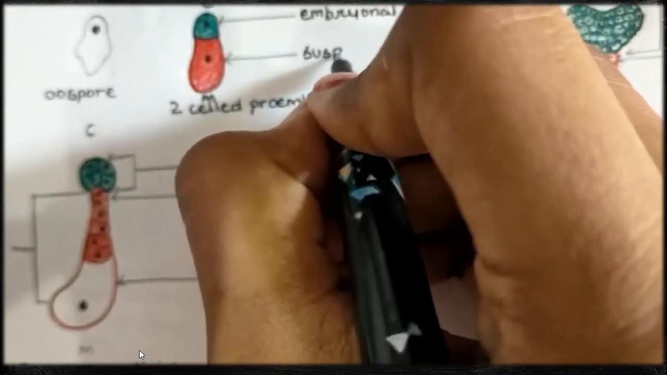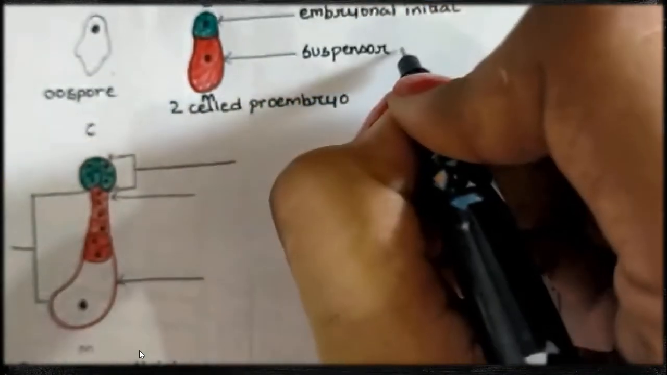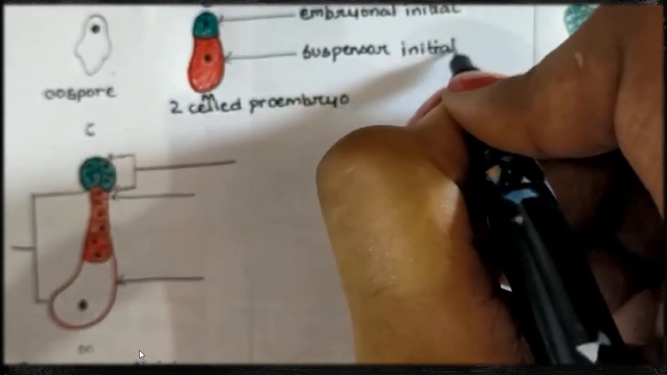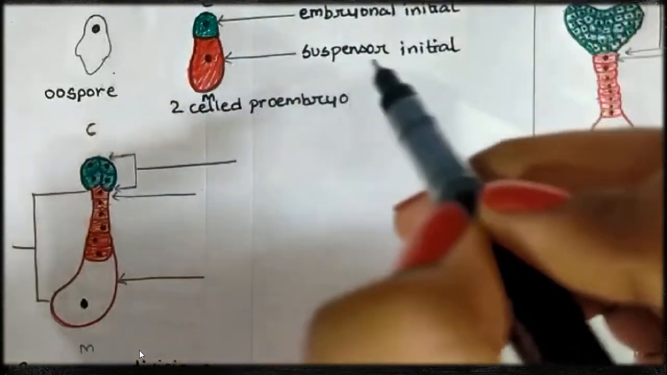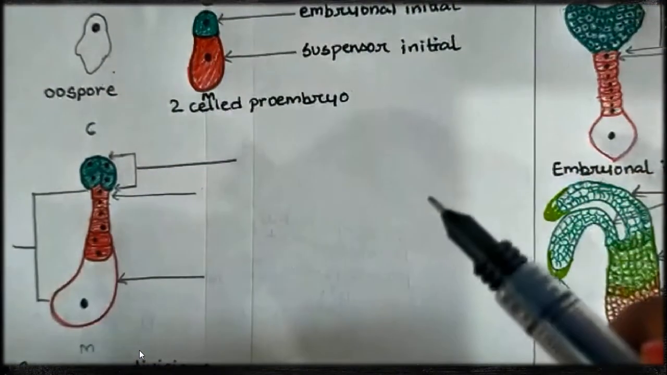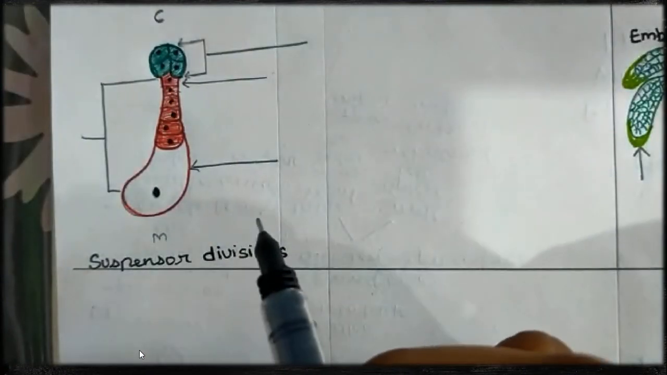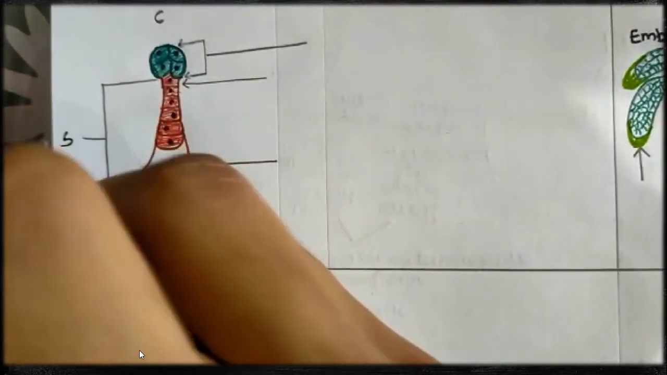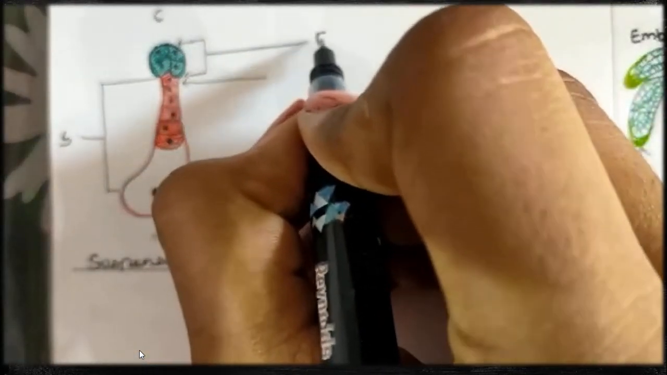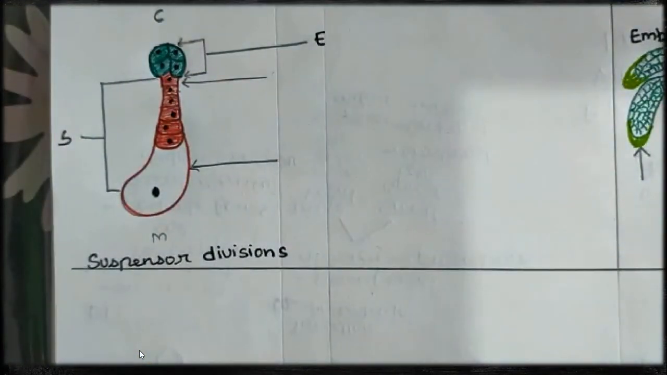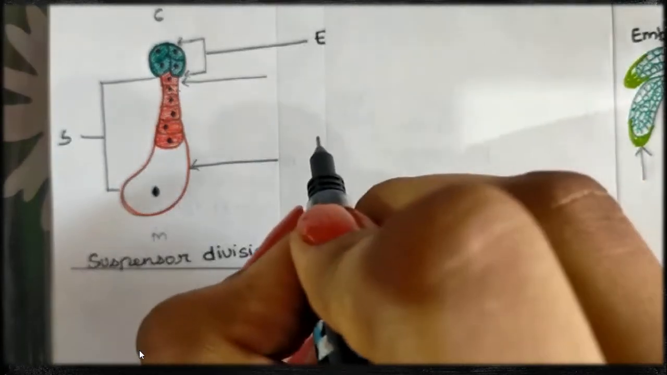It is also known as the basal cell because it is present towards the base, and the embryonal initial cell can also be known as the terminal cell because it is present towards the callosal terminal. Okay, so now we talk about the further divisions that occur in these cells. The callosal end is still hosting the embryonal initial, whereas the micropylar end is hosting the suspensor initial cell.